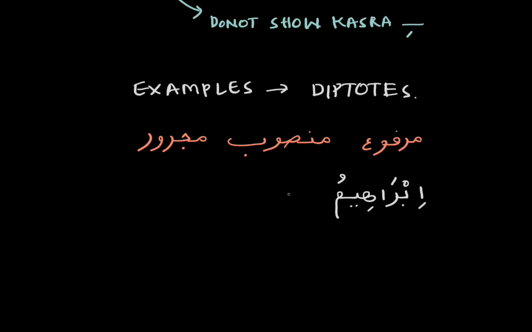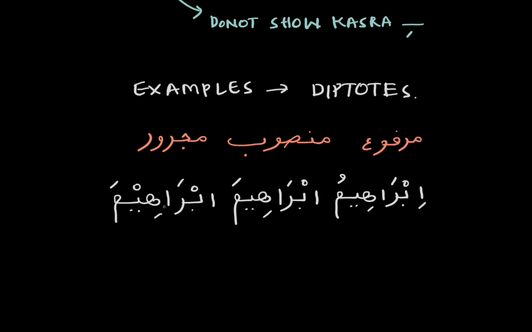And in the mansub state you can see Ibrahima, that is the meme has a fatha at the end. And similarly in the majrur state also you can see Ibrahima. So as we said earlier, the diptotes will not be having kasra. In the mansub state as well as in the majrur state, the end letters will be having the fatha. There is no kasra in diptote nouns, that is ghair munsarif nouns.